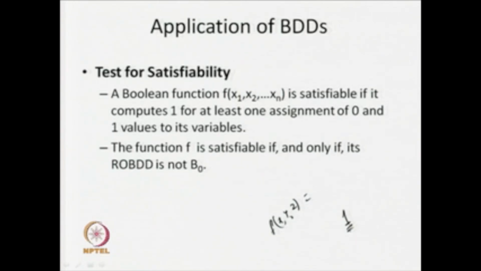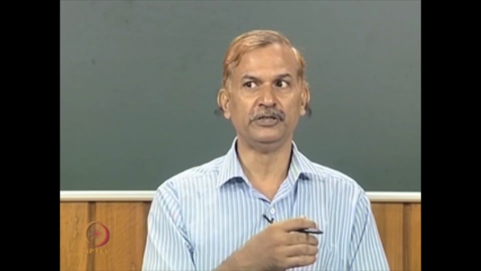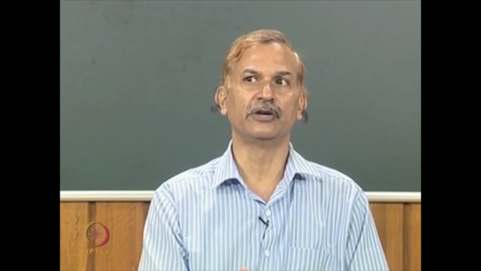We have to look at all valuations, or if we have a truth table representation, and any one entry is 1, then we can say that it is satisfiable. So, if I have a BDD representation of this function, and if this BDD representation is not equal to B0, then we can say that this is a satisfiable function. That means, if it is B0, then for all valuations it goes to B0, meaning for all valuations we are going to get 0.